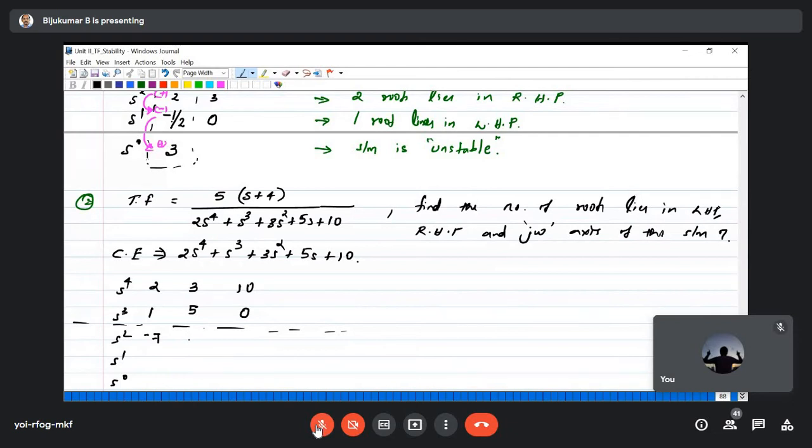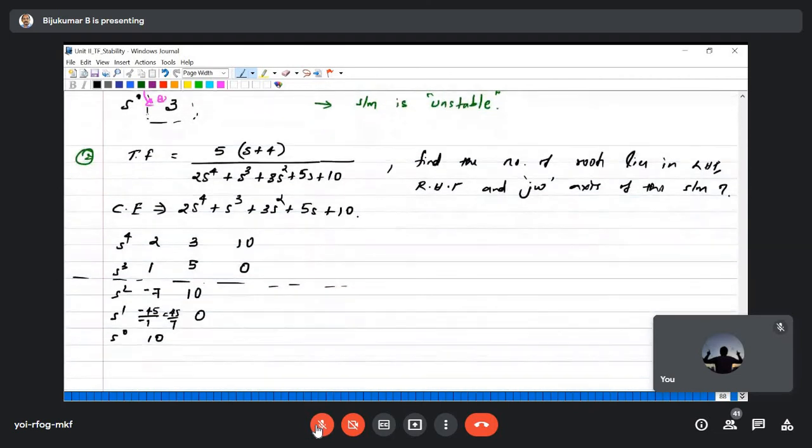And what about this one? This will come as 10 by 5, 10, right? Now this becomes minus 35 minus 10, that is minus 45, divided by minus 7. That means 45 by 7. This becomes 0. And what about the last element? It becomes 10. Clear?